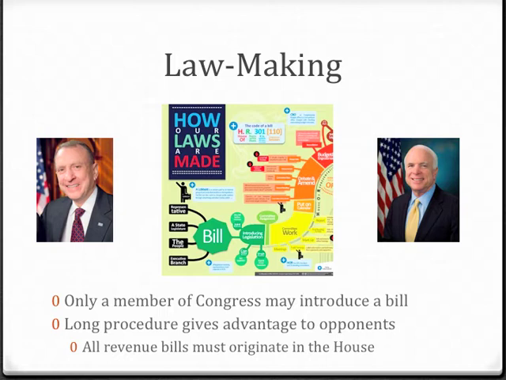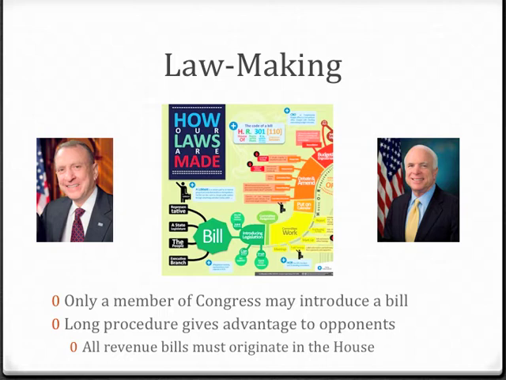There is a long procedure to passing a bill, and we go over that pretty thoroughly in the How a Bill Becomes Law worksheet. But that long procedure gives the advantage to the opponents of a bill because they're able to block action at any step along the way. So it is much harder to pass a bill, much easier to block it and stop it from passing.